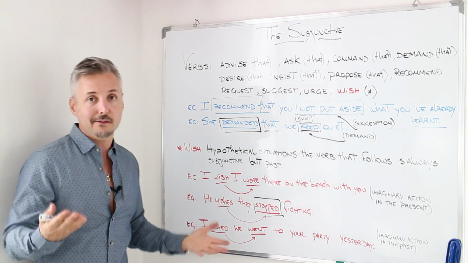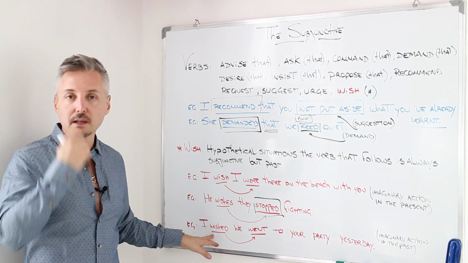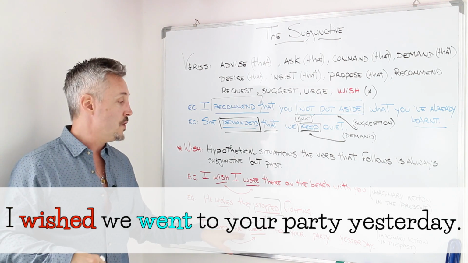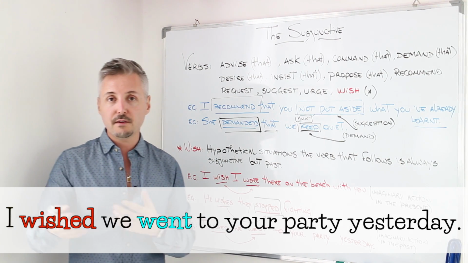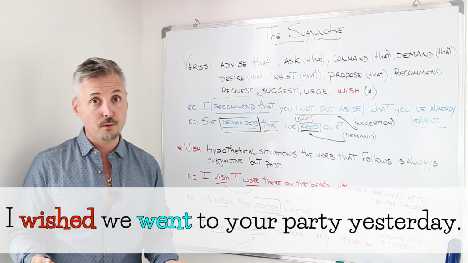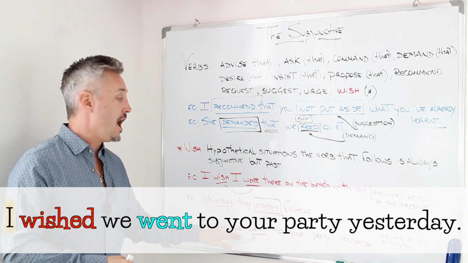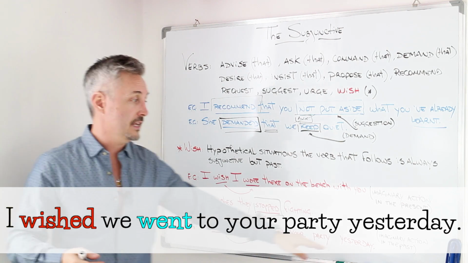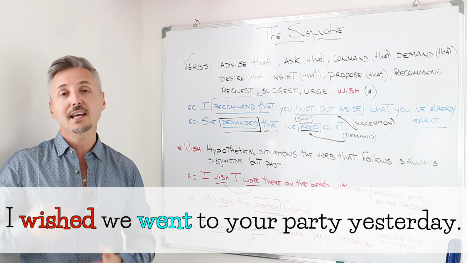So I give you another example, always using wish, obviously, because we're talking about wish. So I wished, in the past, we went to your party yesterday. Suppose you had a party and I didn't go. But I wished, in the past, okay, I went or we went to your party yesterday. So this is an imaginary action in the past.